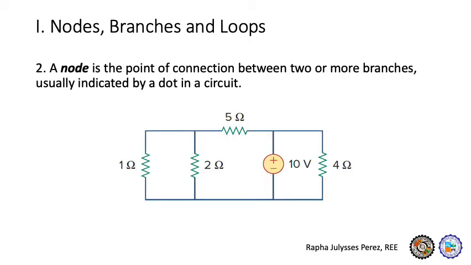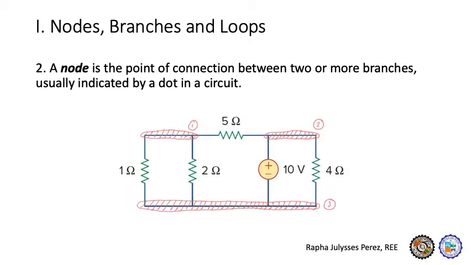The next part would be the node. A node is a point of connection between two or more branches, usually indicated by a dot in a circuit, or just an intersection of branches. So that's how we define a node. In this particular example again, we have three nodes. So we have one, two from above, and the third node would be altogether at the lower part of the circuit.